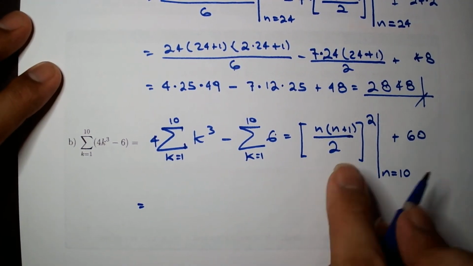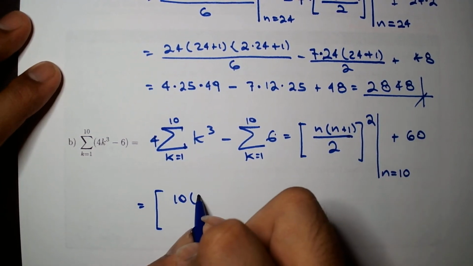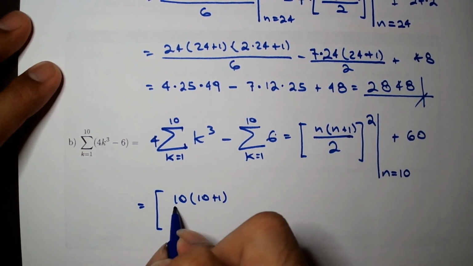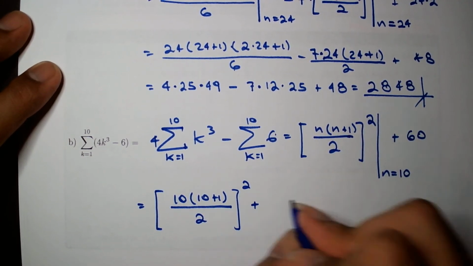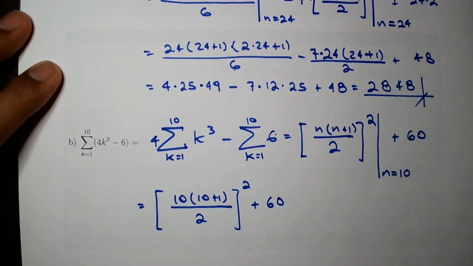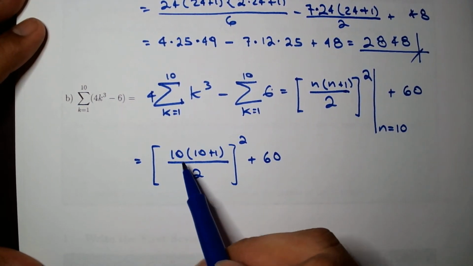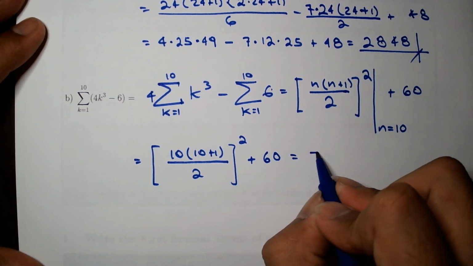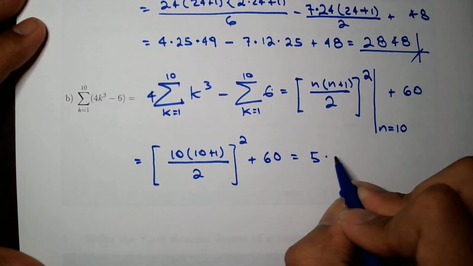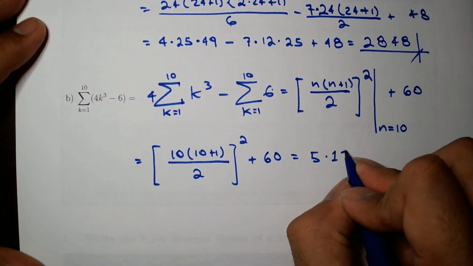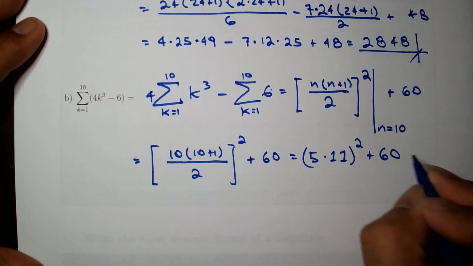So what are we going to have? Well, plug in 10 times 10 plus 1 plus 60. Okay, let's simplify this. Well, on the one hand, 10 divided by 2 equals 5, times 10 plus 1, that's 11. But this quantity gets squared plus 60.